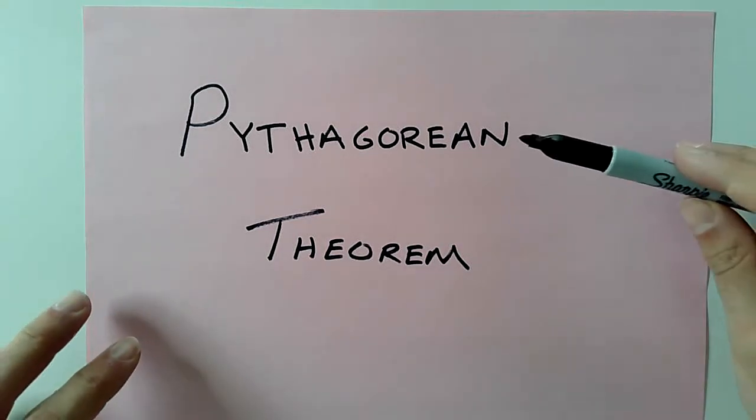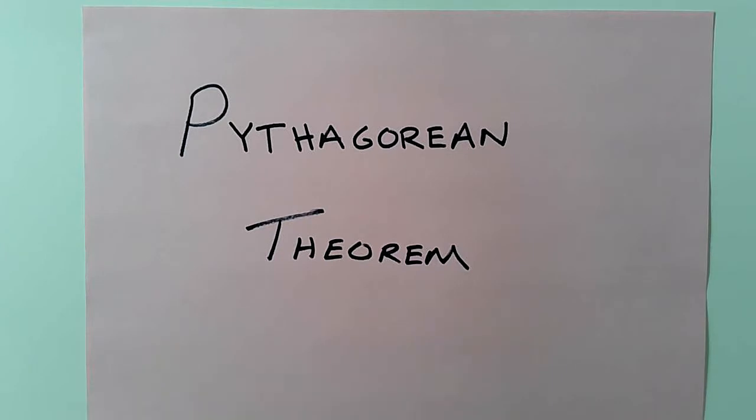Now, Pythagorean is named after a mathematician way back when named Pythagoras. He discovered the pattern and came up with the theorem. A theorem is something that's been proven mathematically to be true always. So if it's proven, it always works, it becomes a theorem. So we're going to talk about the Pythagorean theorem.